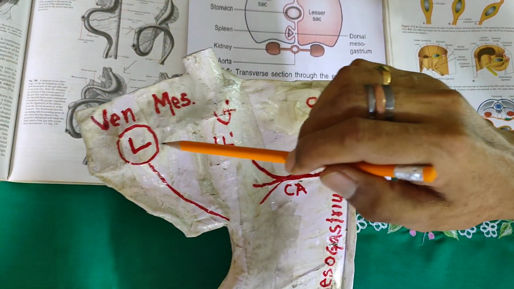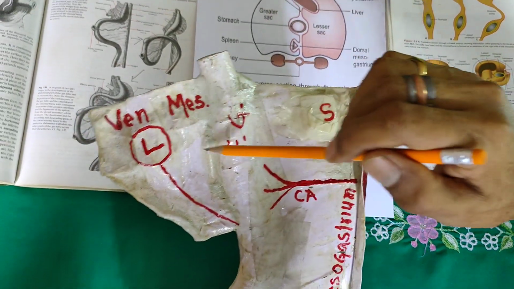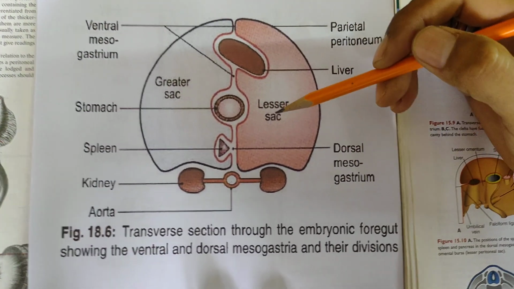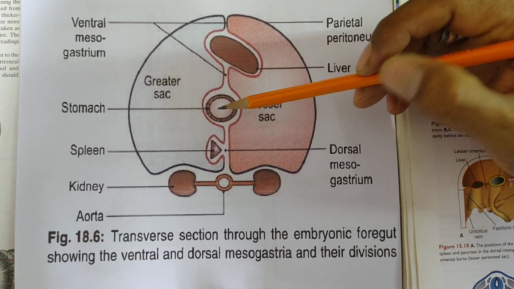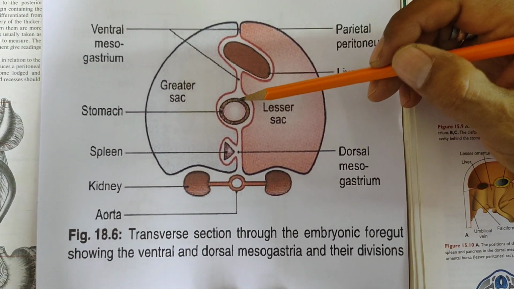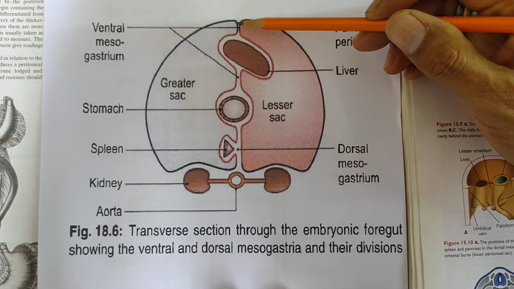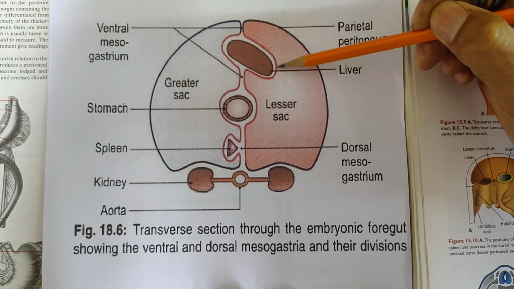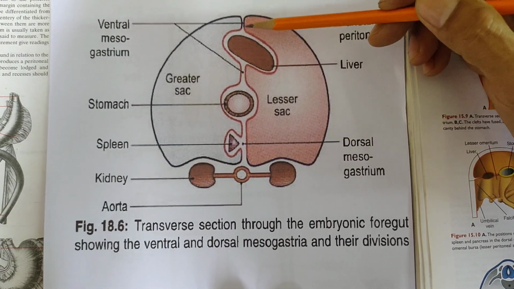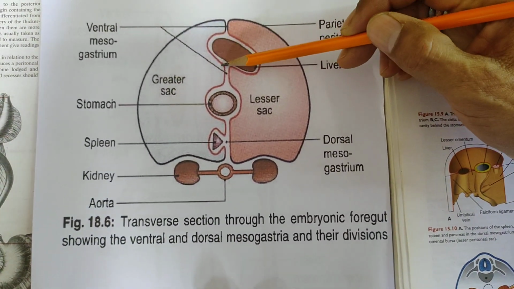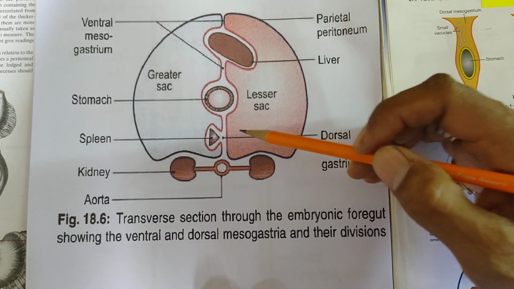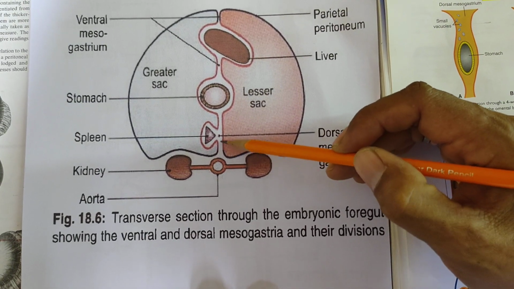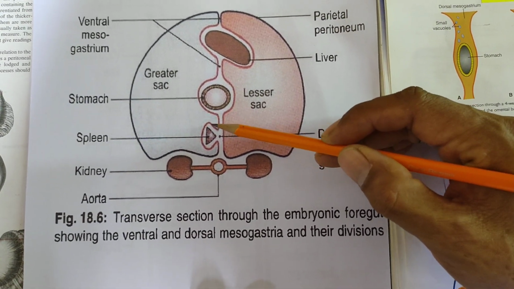So if we cut at this level, at the level of this foregut, this is the diagram. This is the stomach developing from the foregut. In front of the stomach is the ventral mesogastrium. This is the right lip of the ventral mesogastrium, and this is the left lip of the ventral mesogastrium. Posteriorly, this is the right lip of the dorsal mesogastrium and this is the left lip of the dorsal mesogastrium.